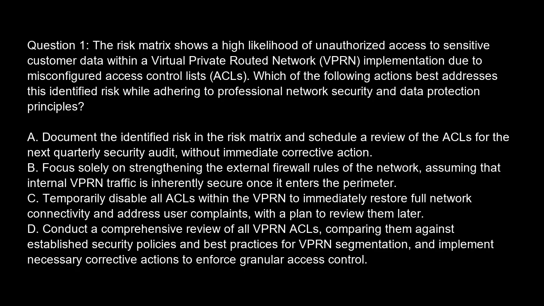Option C. Temporarily disable all ACLs within the VPRN to immediately restore full network connectivity and address user complaints, with a plan to review them later. Option D. Conduct a comprehensive review of all VPRN ACLs, comparing them against established security policies and best practices for VPRN segmentation, and implement necessary corrective actions to enforce granular access control.